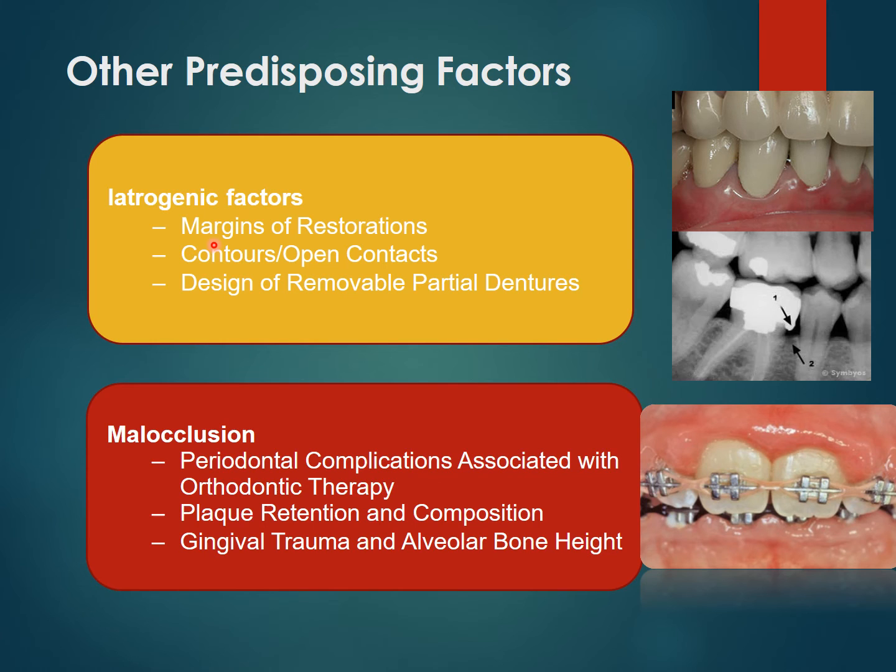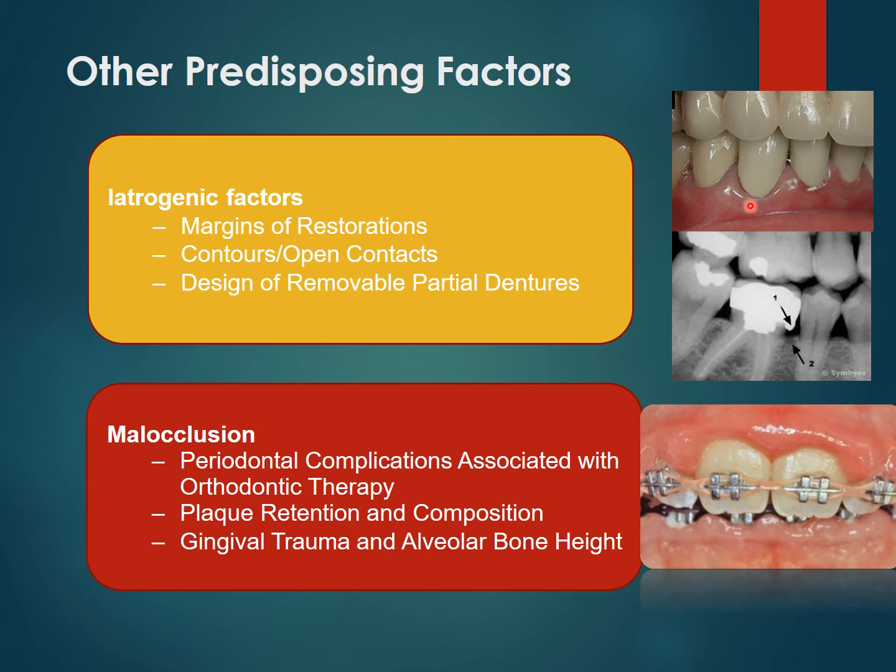Under that, margins of restoration. Subgingival margins, or overhanging margins, always contribute to the development of periodontal disease by changing the ecological niche and also by inhibiting the patient's access to remove the accumulated plaque. So subgingival margins are always associated with large amounts of plaque and gingival inflammation. You can see in this picture the subgingival margin, and it is causing gingival inflammation.